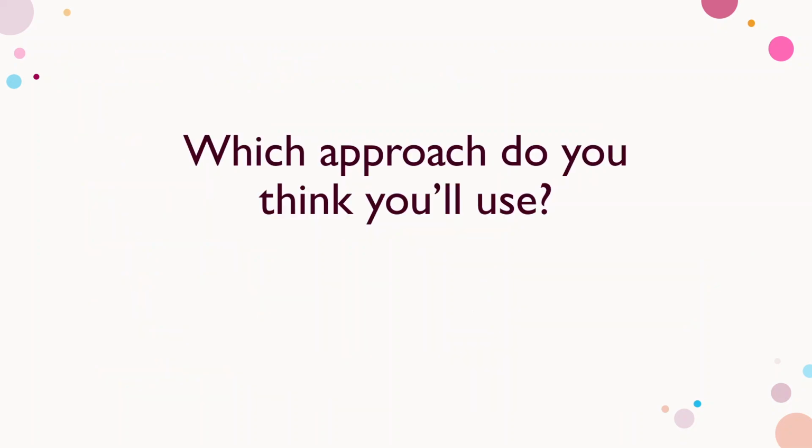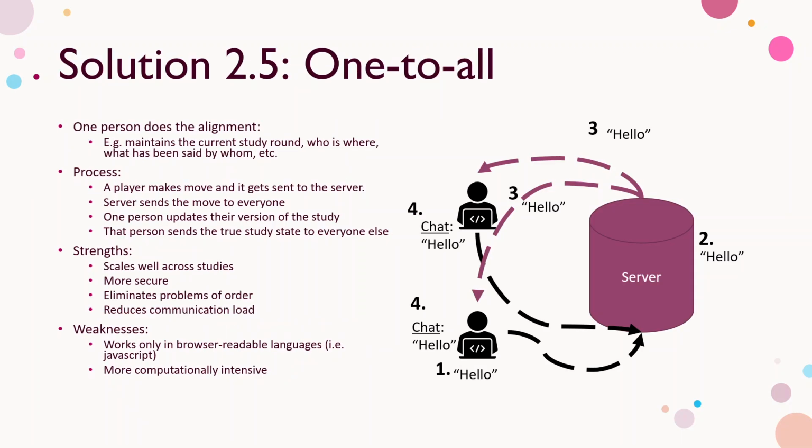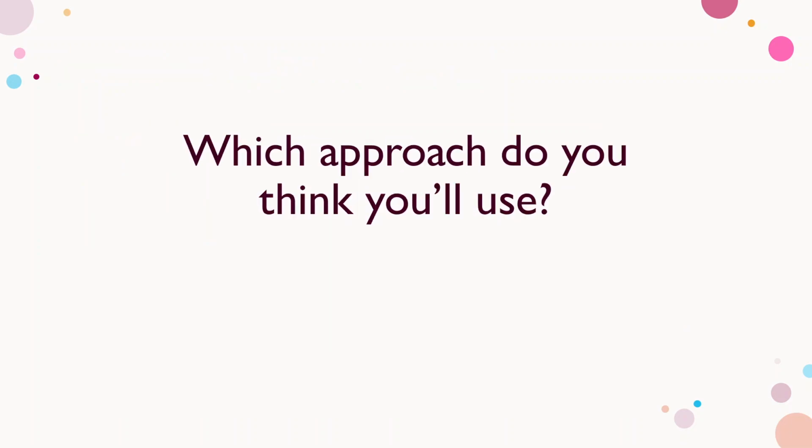Okay, I should mention that solutions 2 and 2.5 are what Volunteer Science uses. I think Empirica uses this too, though you may have the choice. So of the systems you have available, Volunteer Science uses solution 2 or 2.5 because it scales across studies and is more secure. Just keep in mind which approach you think you'll use. It's helpful to have that high-level understanding of how you're going to update the game state as information gets sent from player to player.